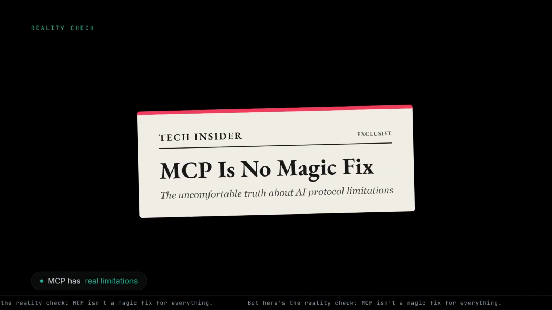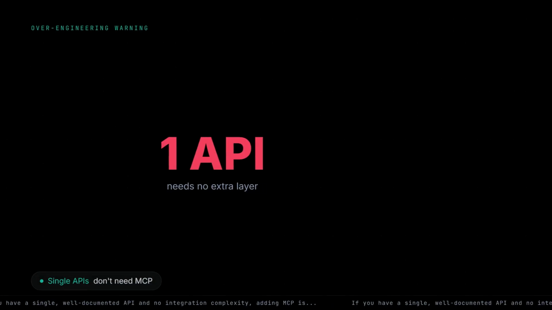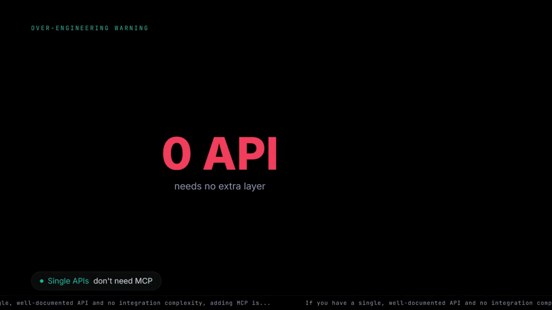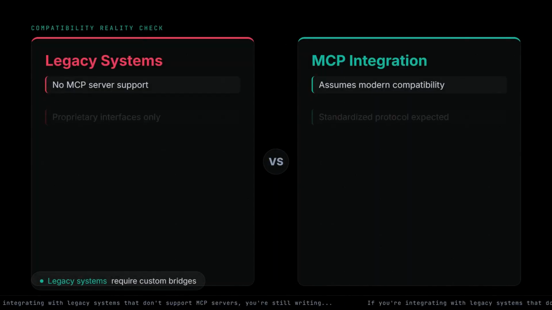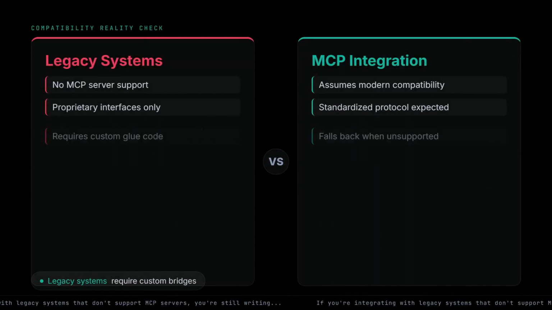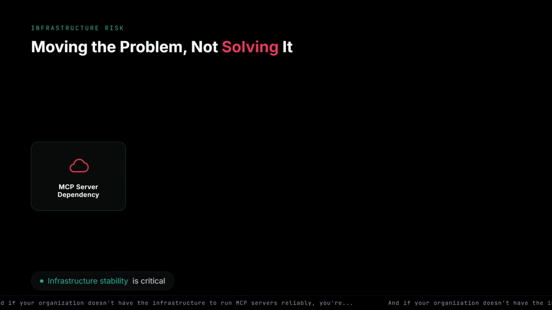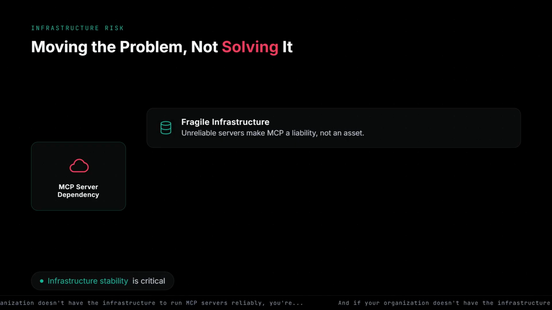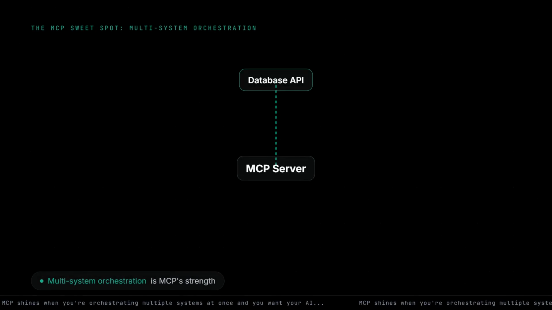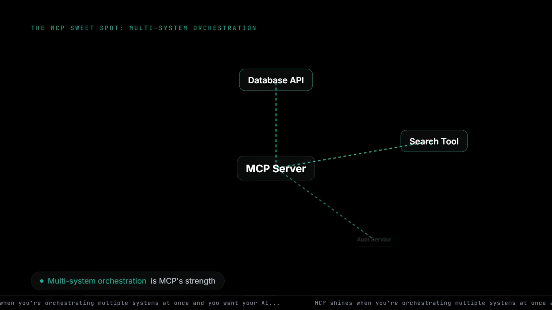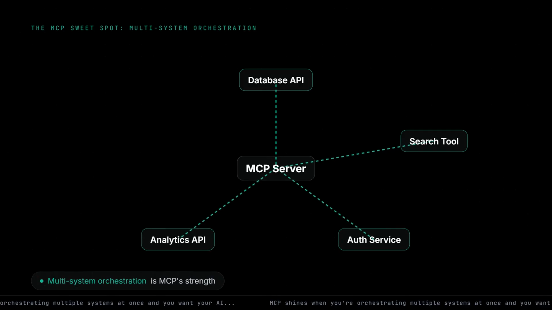But here's the reality check. MCP isn't a magic fix for everything. If you have a single, well-documented API and no integration complexity, adding MCP is overhead. If you're integrating with legacy systems that don't support MCP servers, you're still writing custom code. And if your organization doesn't have the infrastructure to run MCP servers reliably, you're just moving the problem, not solving it.